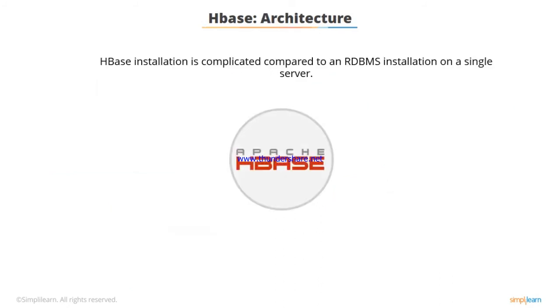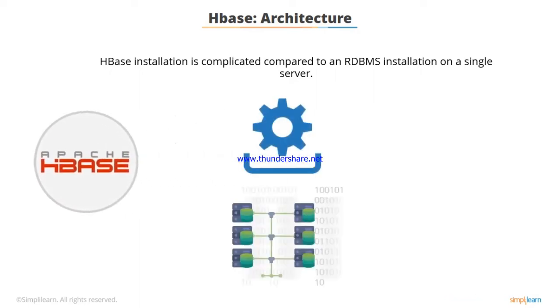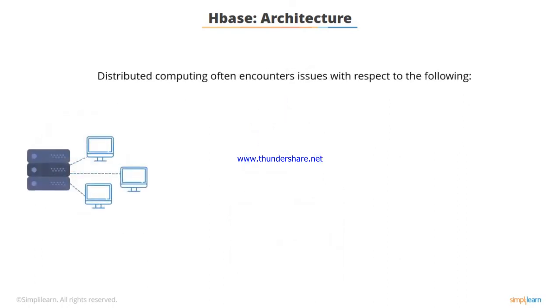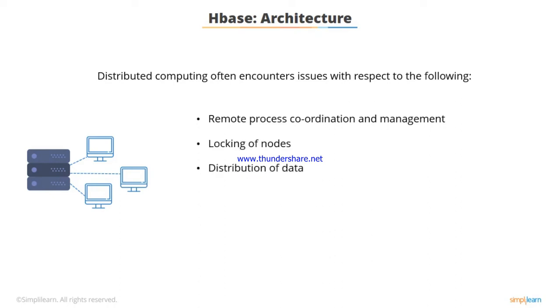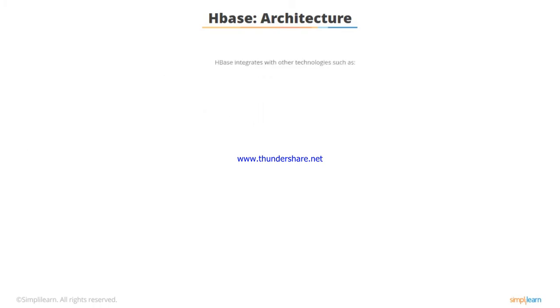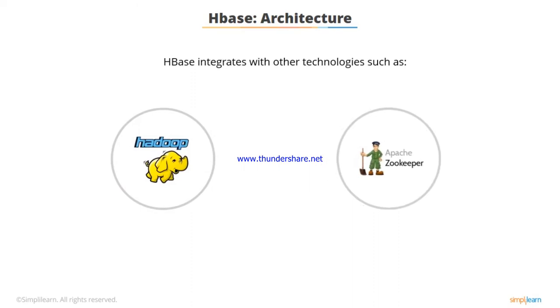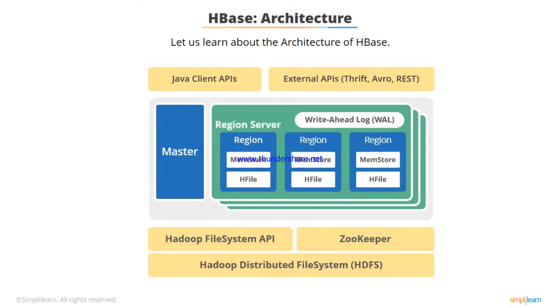HBase installation is complicated compared to an RDBMS installation on a single server, because it is installed on clusters that comprise servers anywhere between a dozen to 1,000 or more. Thus, it is a distributed NoSQL database. Distributed computing often encounters issues with respect to the following: remote process coordination and management, locking of nodes, distribution of data, network latency. HBase integrates with other technologies, such as Apache Hadoop and Apache Zookeeper, and leverages their features to solve these problems. Let us learn about the architecture of HBase.